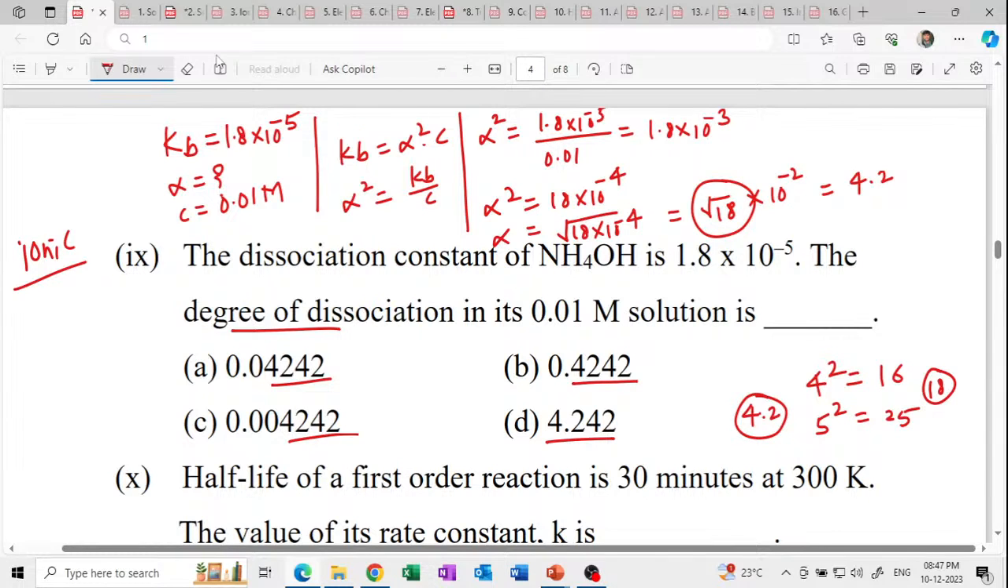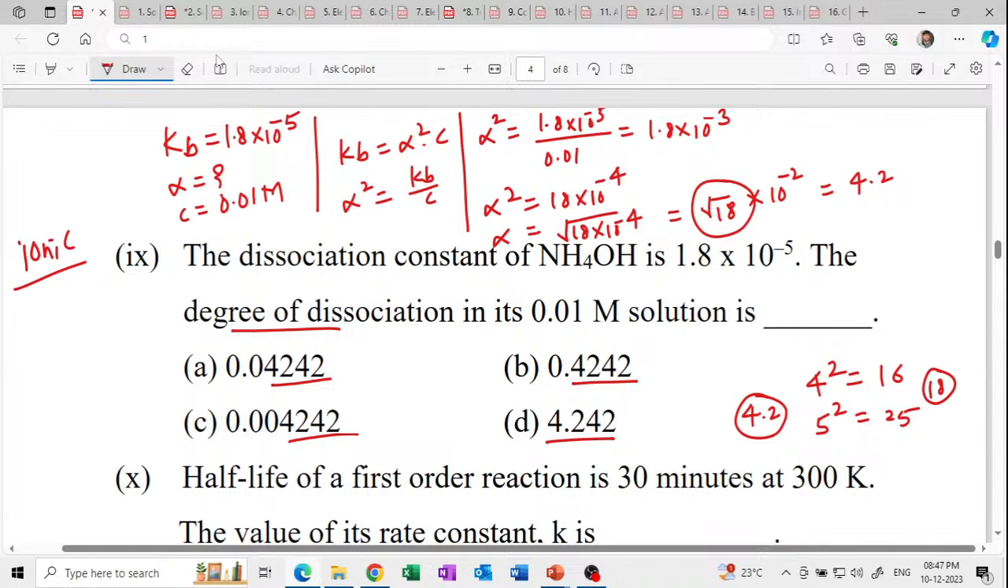So what are the options? This is 0.02, this is 0.002, this is 0.4, this is 4.2. So option D is ruled out. Option B is also ruled out, because it has 10 raised to minus 3. Is it 10 raised to minus 3? No. So the first option is correct. This is a very important numerical.